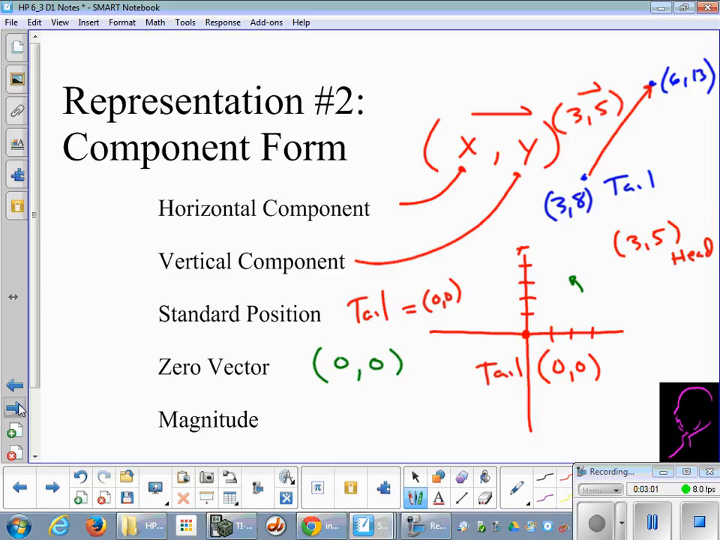The zero vector is kind of silly. We set it up so we understand that the zero vector is the vector that's not moving anywhere. It's just 0, 0. Okay?